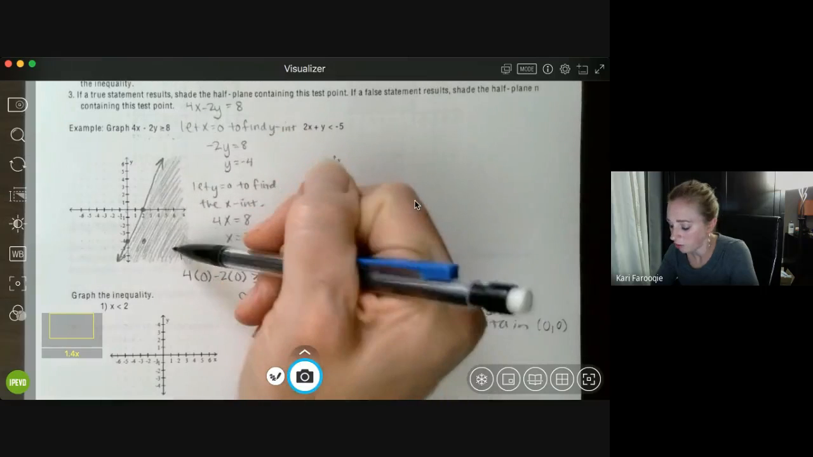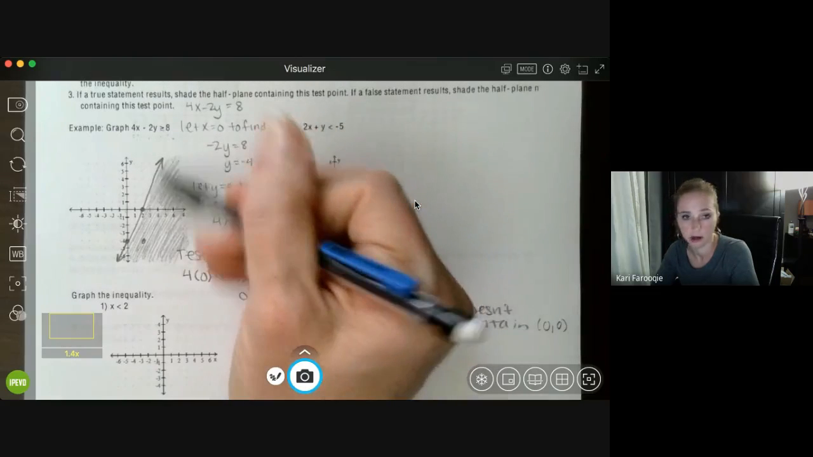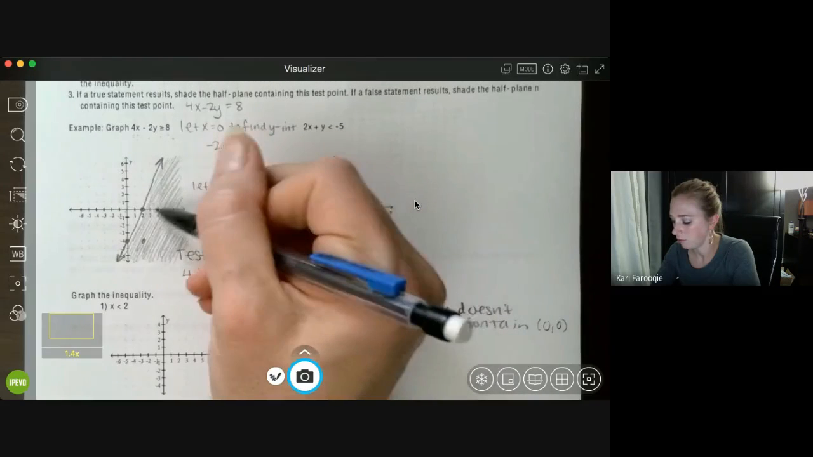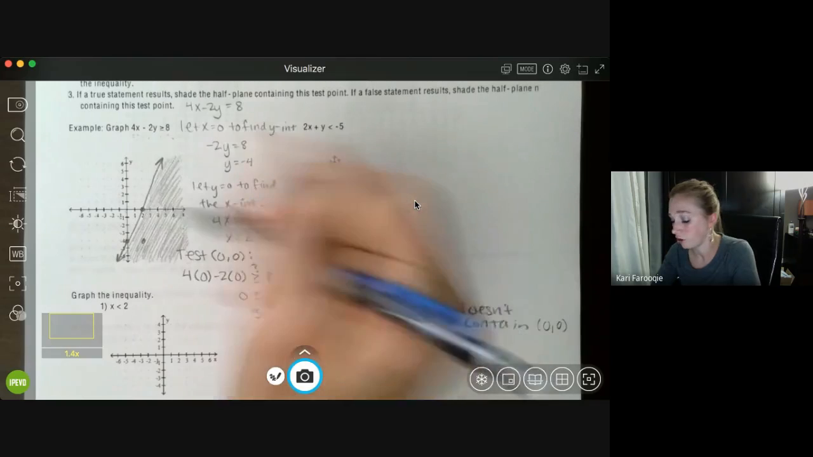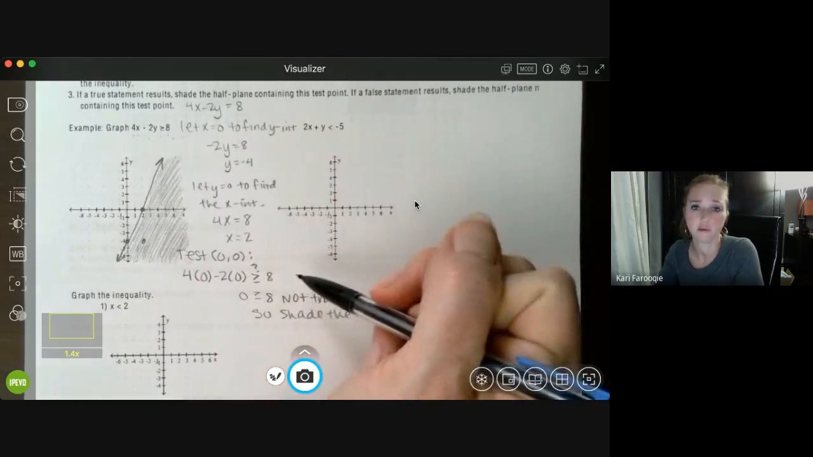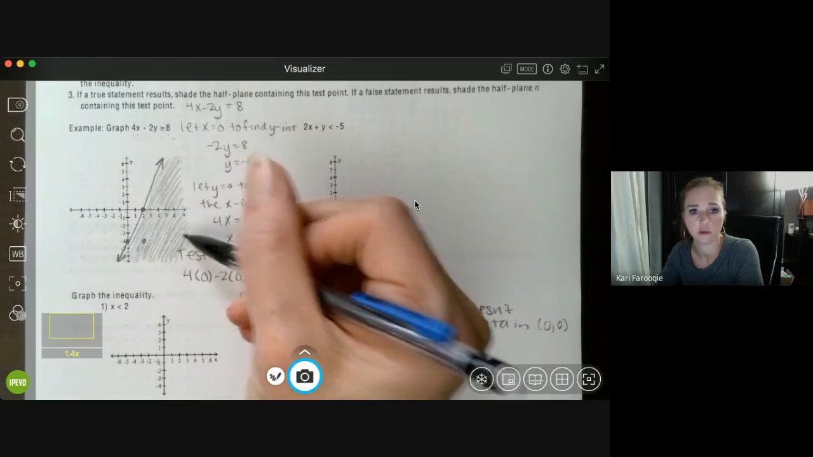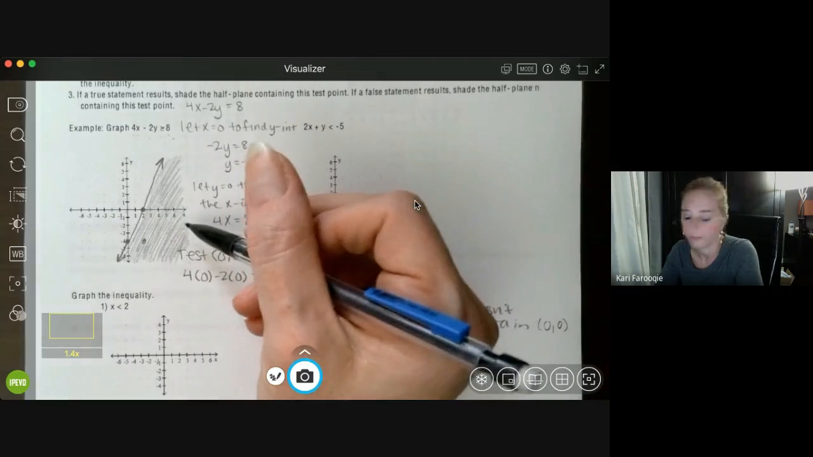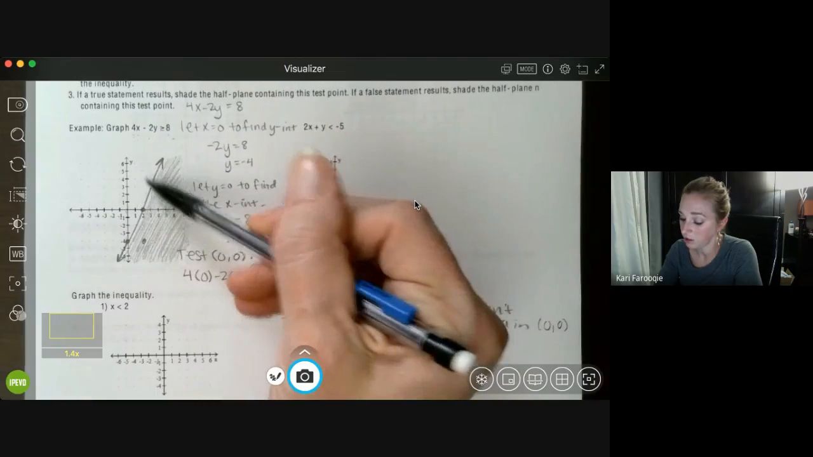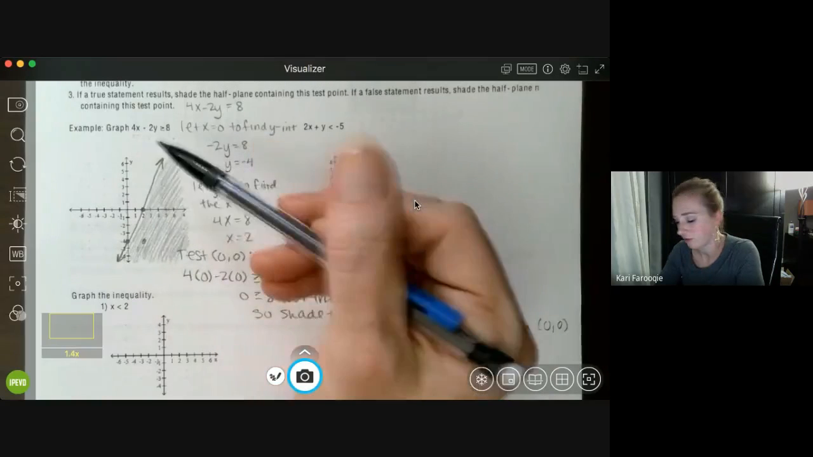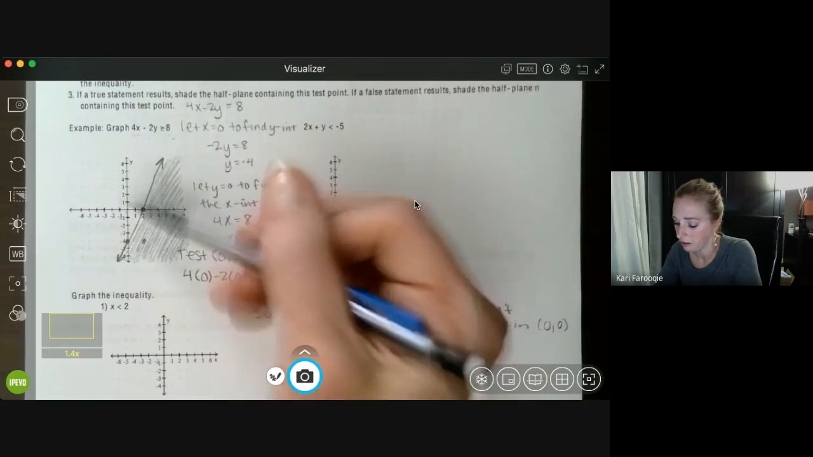Any point that you pick over here, anywhere, it could be negative, it could be positive 1,000, negative 1,000. Doesn't matter. As long as it's somewhere in this shaded region, it should make the inequality true. And it means that if you pick any point that's in the not shaded region, it's going to not make the inequality true. So we picked 0, 0.